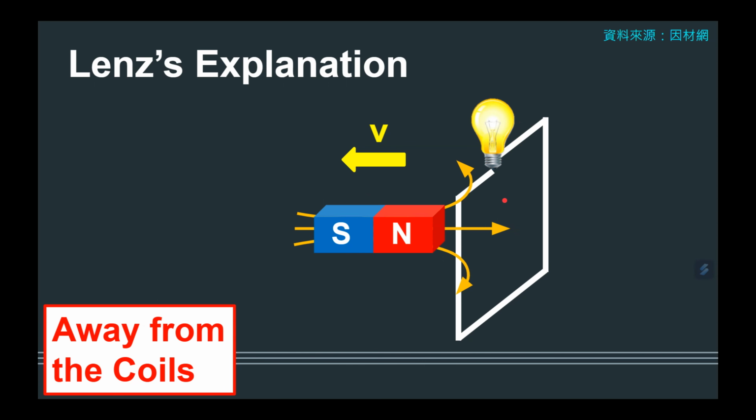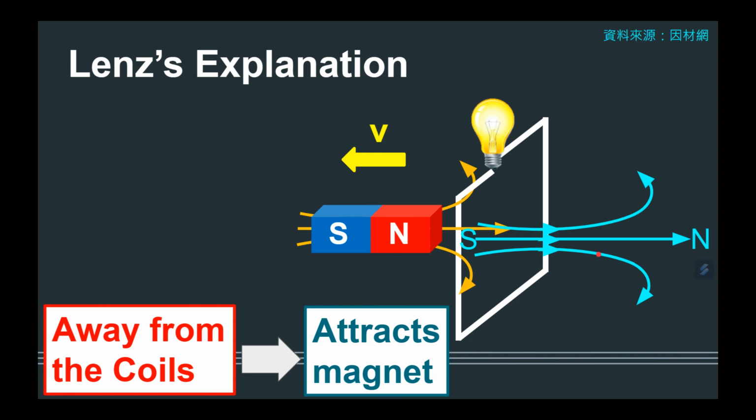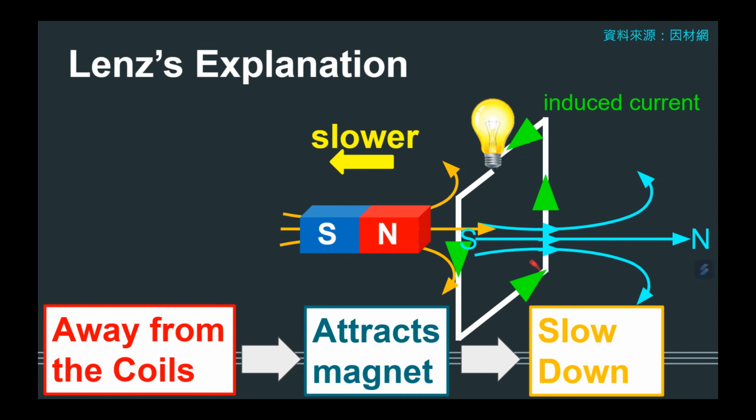So why does it light up? Because when it is leaving, the magnetic field inside the coil decreases. When it decreases, according to Lenz's law, they want to compensate it. So it will generate a magnetic field to the right, like this one. Here is an S pole, so it will attract the magnet and make the magnet slower. According to the right-hand rule, we can understand the induced current is counterclockwise here. This is how we determine the direction of induced current.